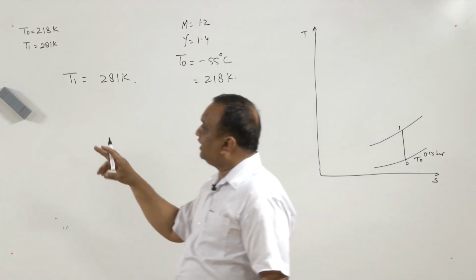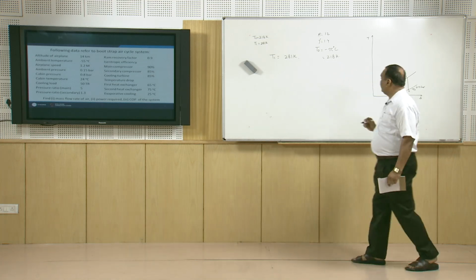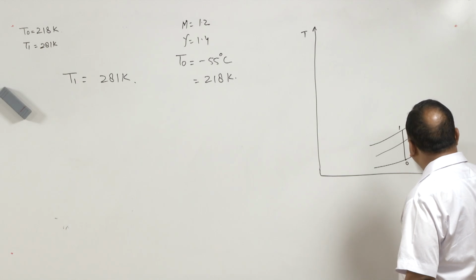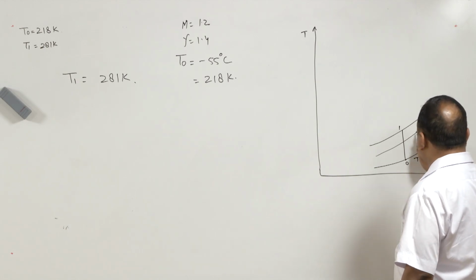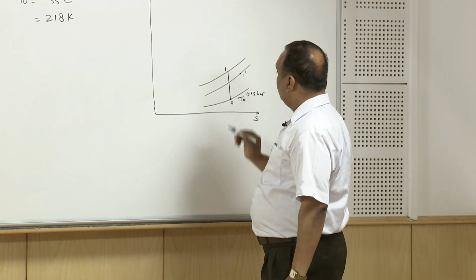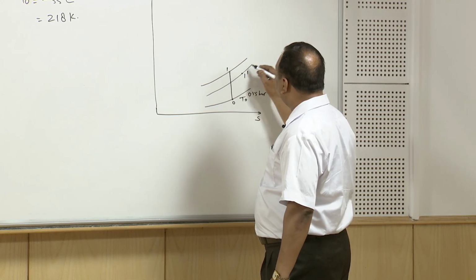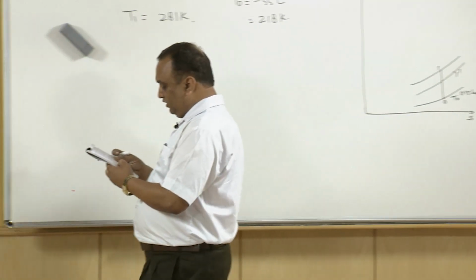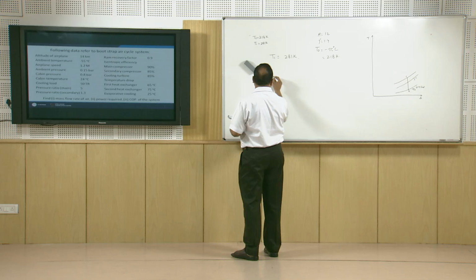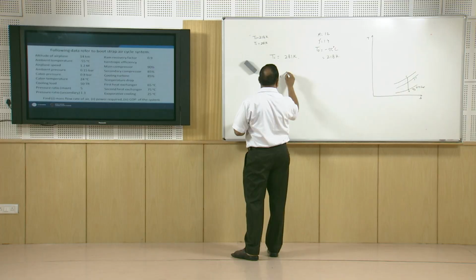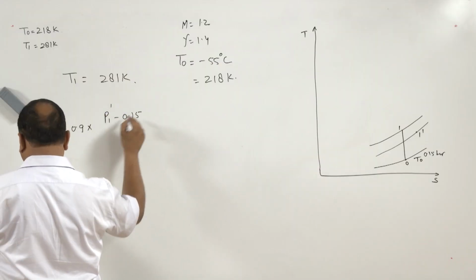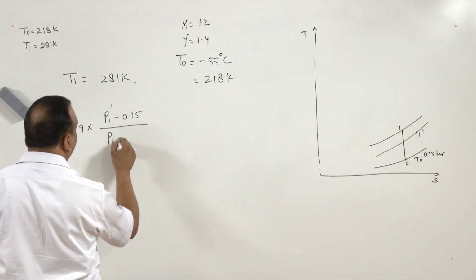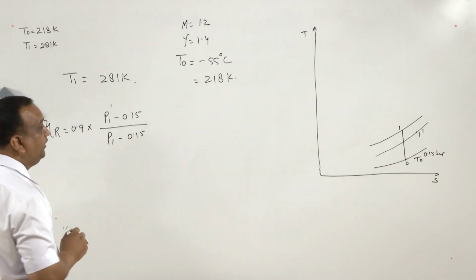But in this system there is a RAM recovery factor. Due to RAM recovery factor, which is 0.9, the pressure will not be attained as P1, we will get some state like A dash. The temperature of A dash is equal to temperature of 1, but the pressure of A dash is not pressure of 1, it is less than pressure of 1, and this A dash pressure can be calculated by using the formula: recovery efficiency is equal to 0.9, equal to (P1 dash minus 0.15) divided by (P1 minus 0.15). But we do not have the value of P1.